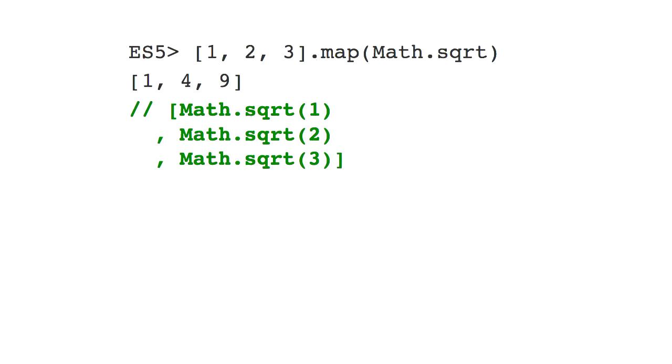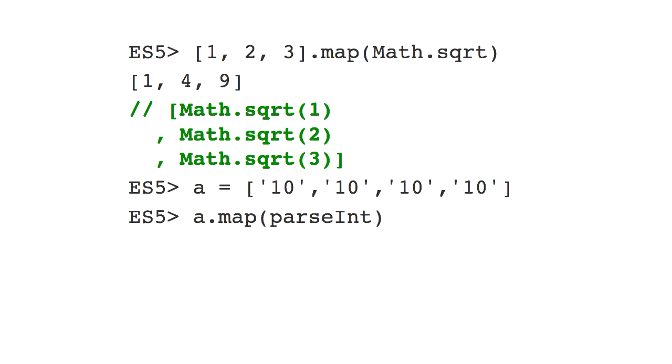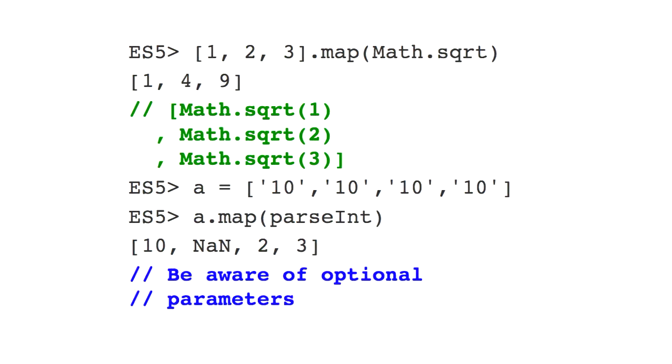So what we're doing is applying this function across all the things. However, if you declare, say, an array of things and then pass it into, say, parseInt, because parseInt has that optional parameter from earlier, you get some weird results. So when you're using map in JavaScript, just be careful about what functionality you're using. Beware of optional parameters.